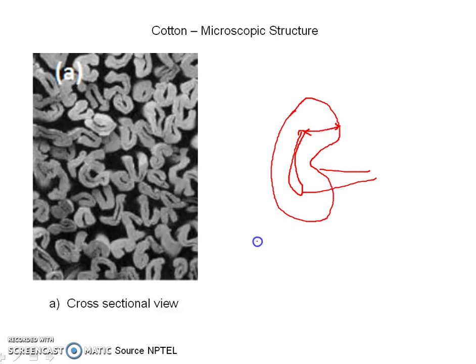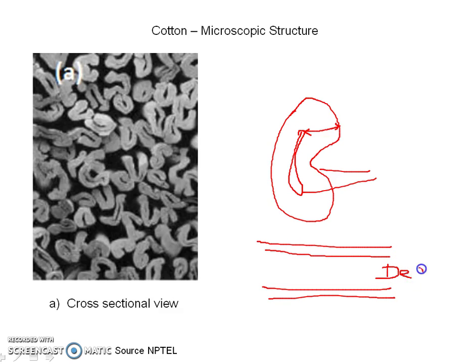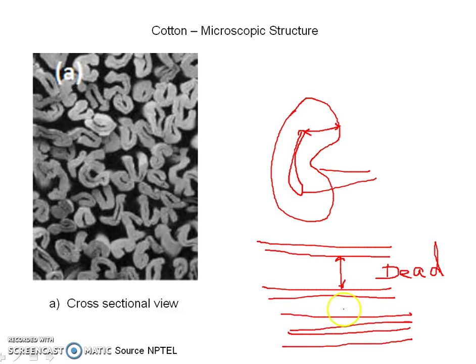If the thickness of the cell wall is very less, then it is referred as a dead fiber. In case of dead fibers, the central lumen portion is larger. In case of immature fibers, the lumen portion is slightly more. And in case of fully mature fibers, the lumen portion is very less.